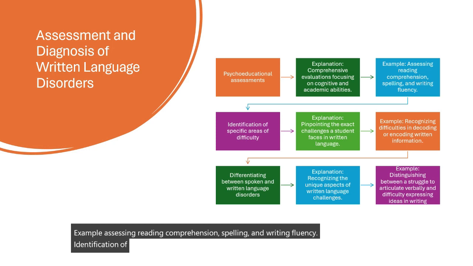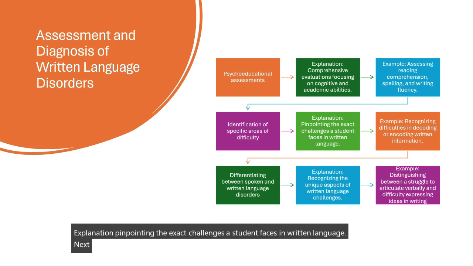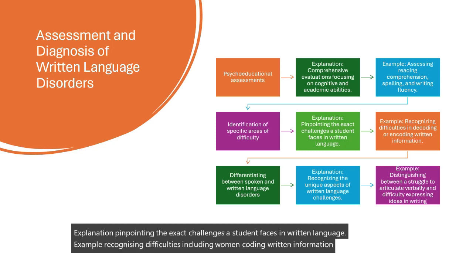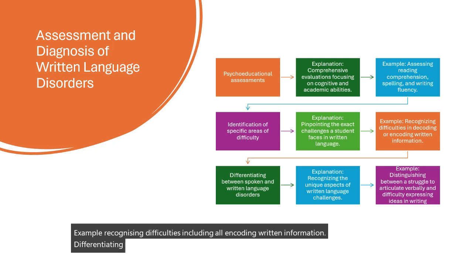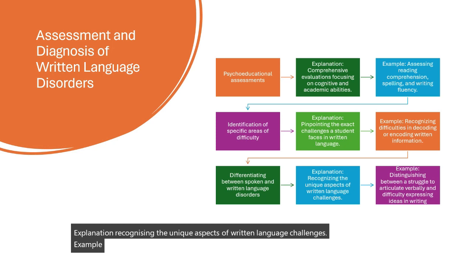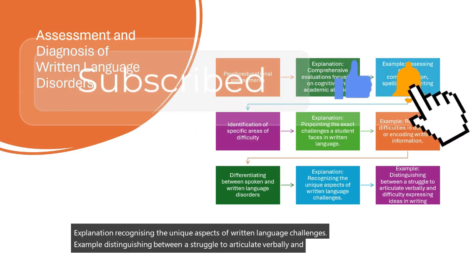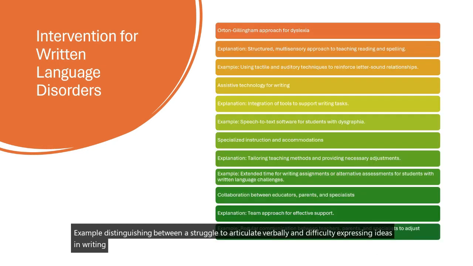Identification of specific areas of difficulty. Explanation: pinpointing the exact challenges a student faces in written language. Example: recognizing difficulties in decoding or encoding written information. Differentiating between spoken and written language disorders. Explanation: recognizing the unique aspects of written language challenges. Example: distinguishing between a struggle to articulate verbally and difficulty expressing ideas in writing.